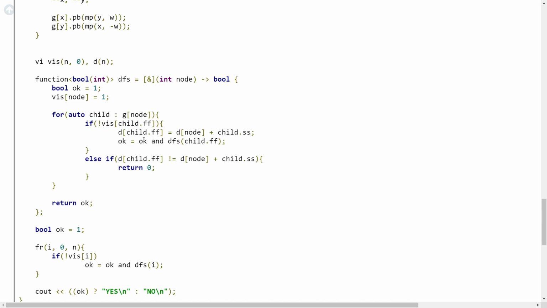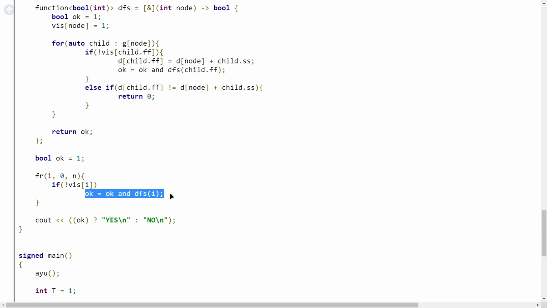If this child is not visited, I'll update its distance, what is the expected distance of this child, and I'll update my OK variable as OK and DFS of child, right? So I'm using AND always here, because if even one of those DFS calls returns false, the whole answer will be false, right? So if it is already visited and the calculated distance is different than the expected distance, these two values are different, then I can just directly return 0 from here, because it is going to be false anyways. Otherwise, I will return the value OK from here, right?